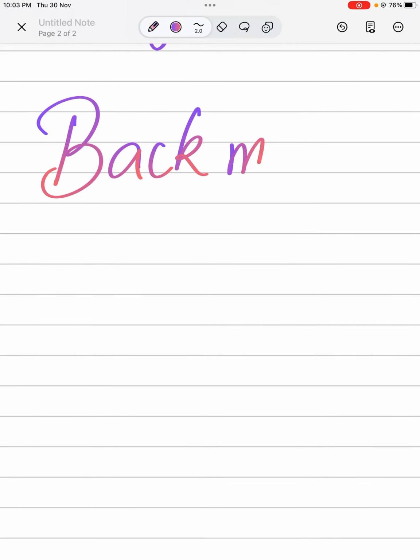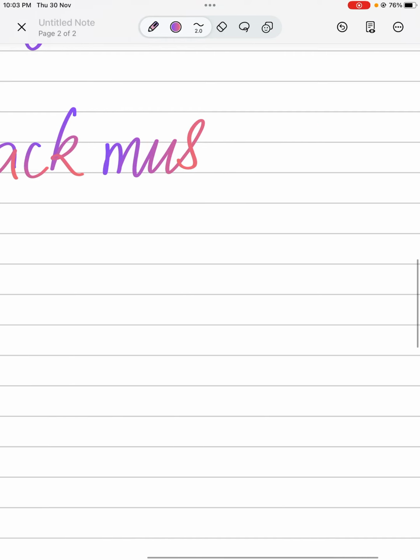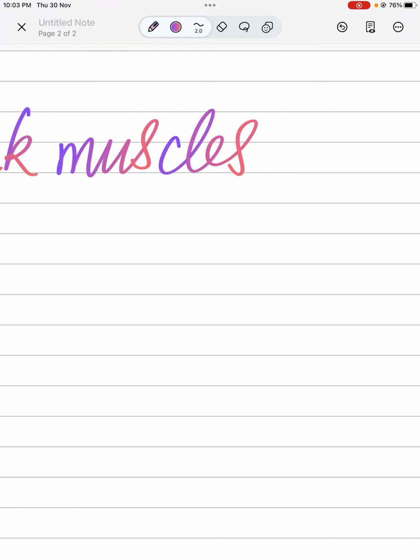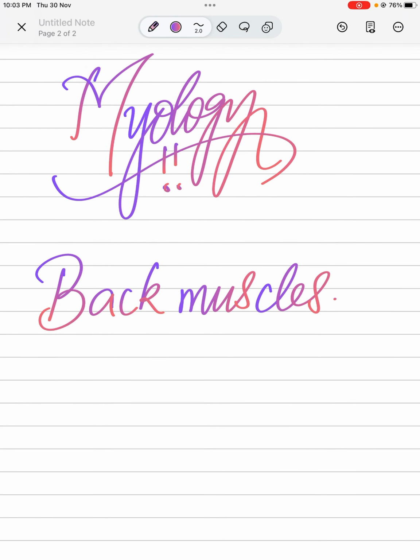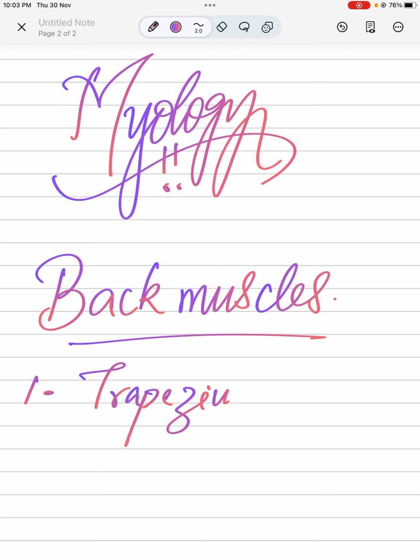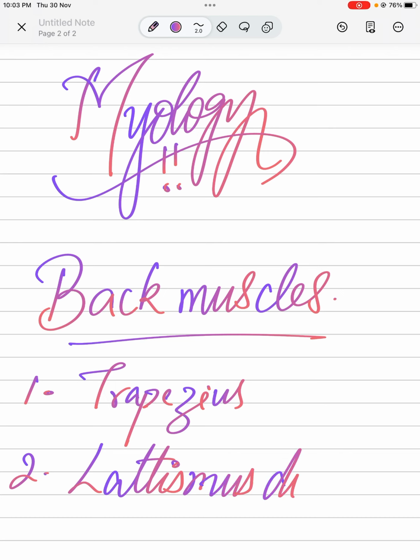Okay, so for myology today I'm going to make use of our back muscles. Please have your back muscles literature with you. In the back muscles we have superficial muscles and deep muscles, right? Today we are going to see two of our superficial muscles, that is your trapezius and our latissimus dorsi. These two are the most superficial muscles of our back.